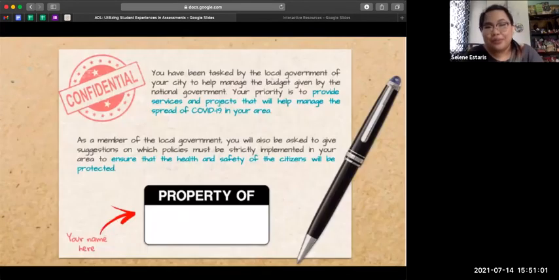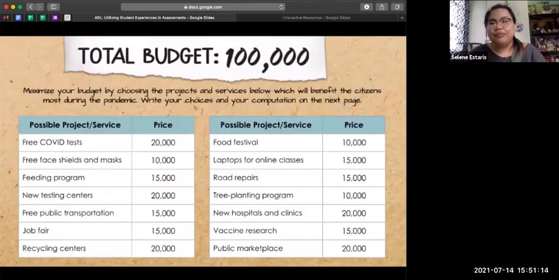As you can see, I also put in a little confidential stamp, and that's just something to give them the idea of the role they're in. It gives them an idea that this might be real. So it puts them in that mindset. Okay.